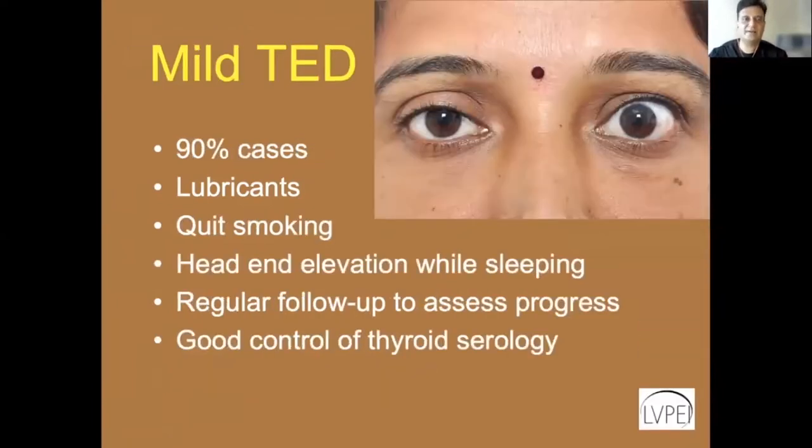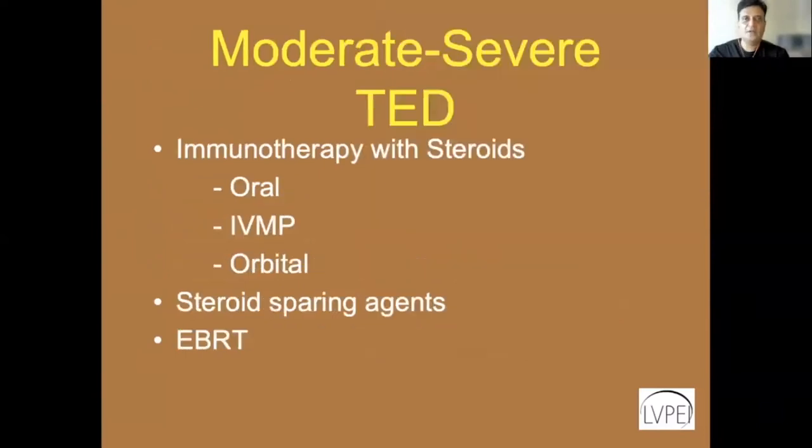As I said, most cases are mild and they require just lubricants. Ask them to quit smoking, and you can add selenium to their diet. Head end elevation while sleeping really reduces the congestion that they have around the eye. And a regular follow-up to see the progress of proptosis as well as eyelid positions. Good control of thyroid serology will obviously be done by your endocrinology colleague.